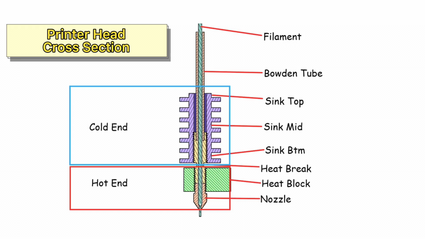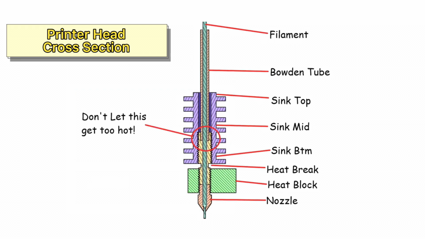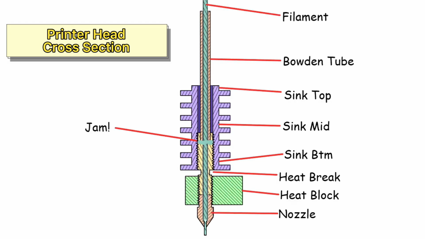Specifically, we really care about the point where the Bowden tube meets the heat break. We don't want that area to get hot or it can damage your Bowden tube. Or if your filament gets hot and melted in this area, it can seep out and cause a jam. We really don't want this.